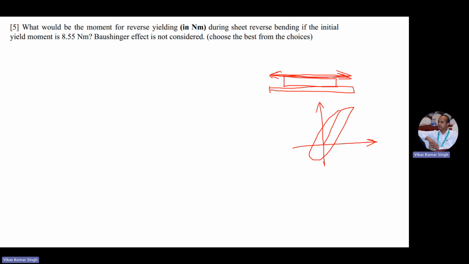So here we are not going to consider the Bauschinger effect, because here reverse yielding is there, so that's why this effect came. And in the question it is particularly mentioned, do not consider the Bauschinger effect because of the reverse yielding, so we have to discard it. So what is to be done now? We have to calculate the moment for reverse yielding.